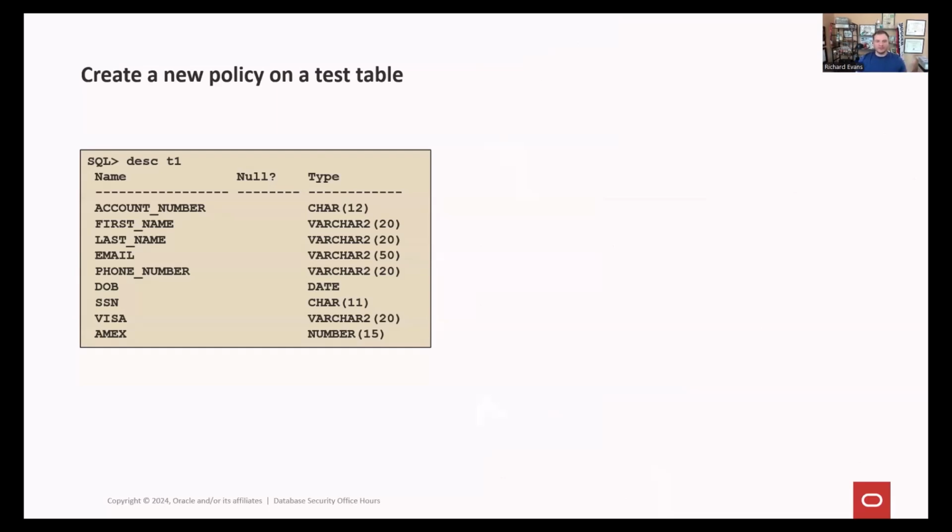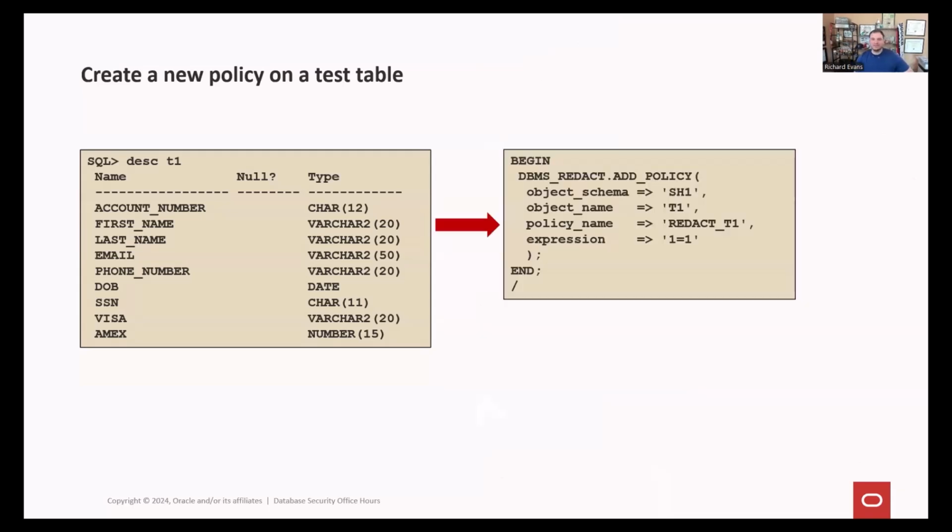We've got char, we've got varchar, we've got dates, we've got numbers. So we've got a good distribution of the standard data types that you work with in a database. And we're going to create a policy associated with it. So this policy, we're just saying it's redact T1, and we're going to want to redact everything.